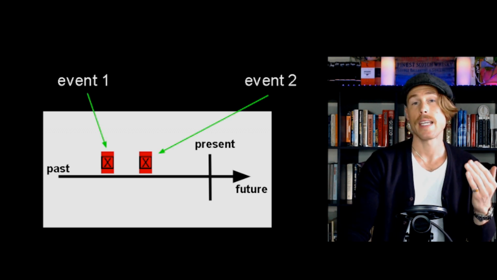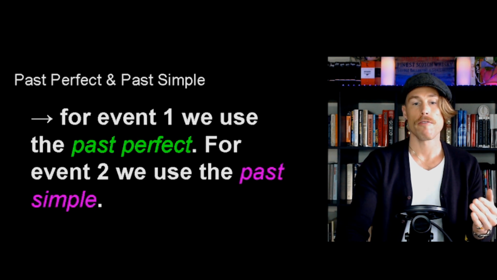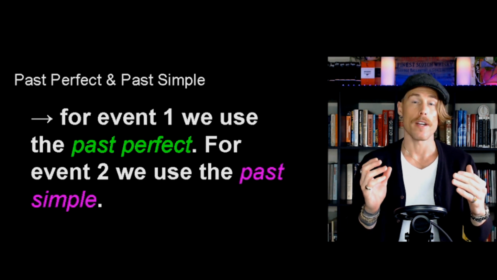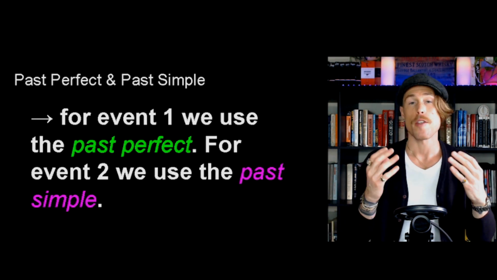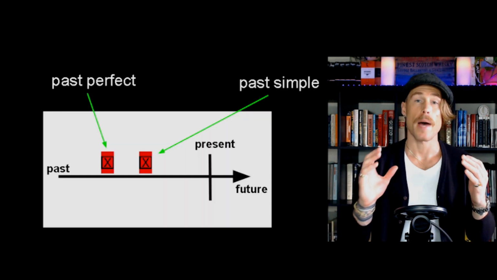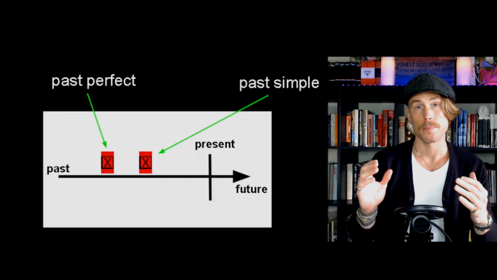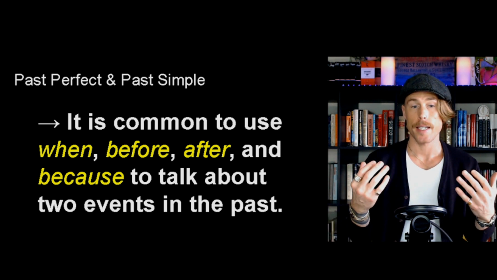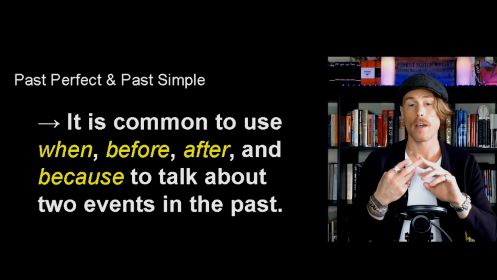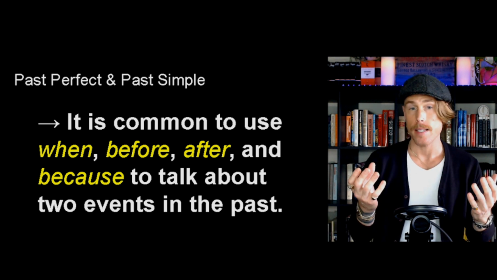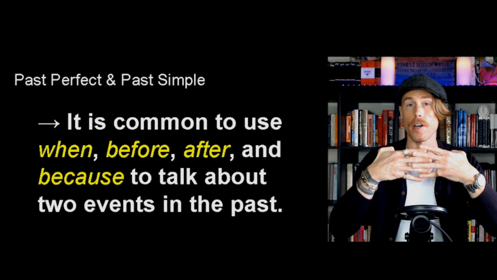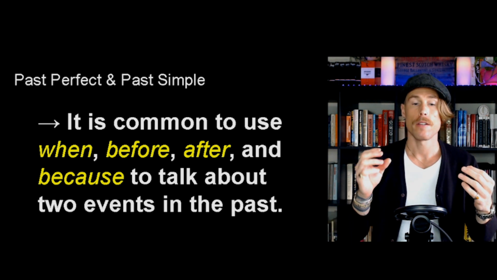Event 1, Event 2. For Event 1, we use the past perfect. For Event 2, we use the past simple. Past perfect, past simple. It is common to use words like when, before, after, and because to talk about the relationship, the connection between two events in the past.